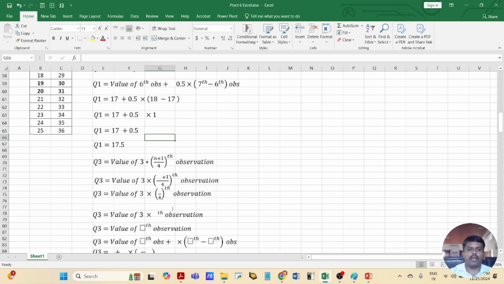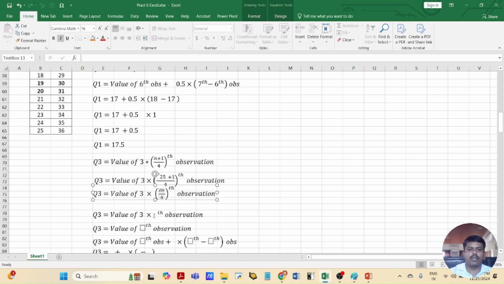Now we have to find the third quartile. Again we use same steps. Put the value of n here, that is 25. Then here we will get 25 plus 1, that is 26. Then in the next step 6.5. Now multiply this 6.5 by 3, 3 times 6.5, we get 19.5. So we have to find value of 19.5th observation.